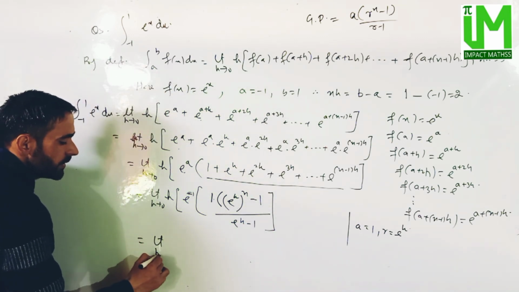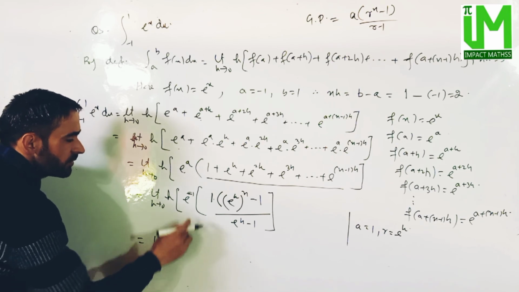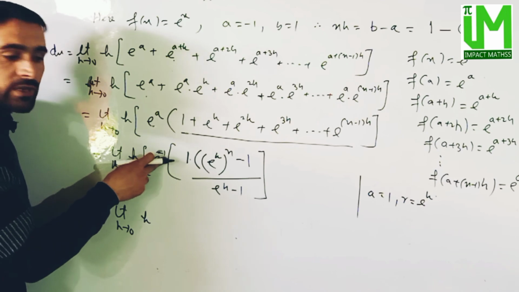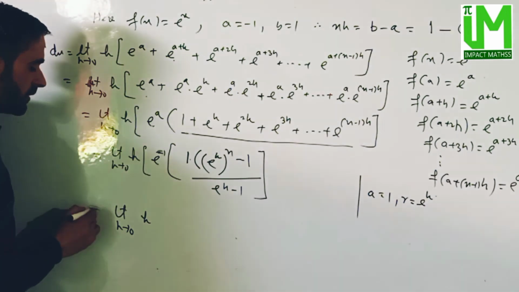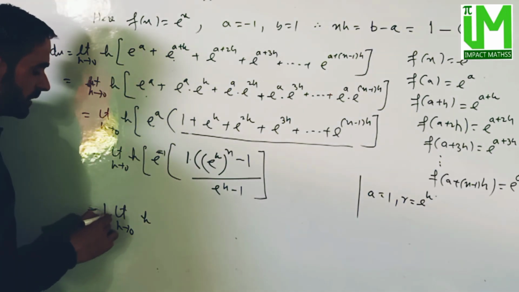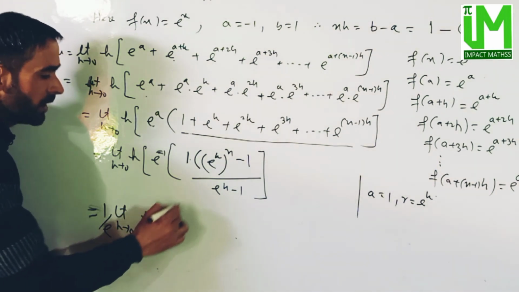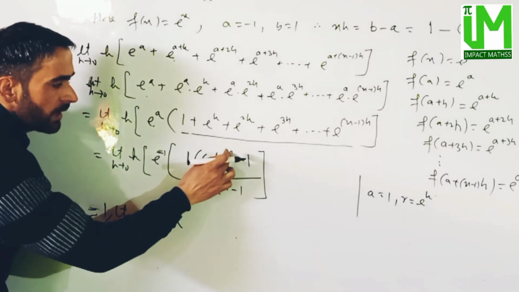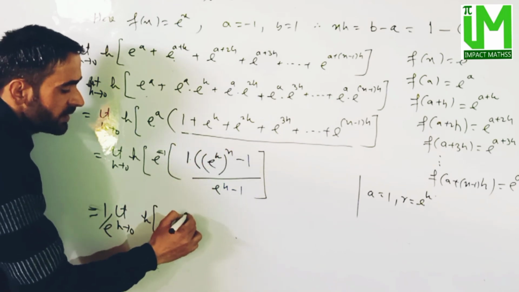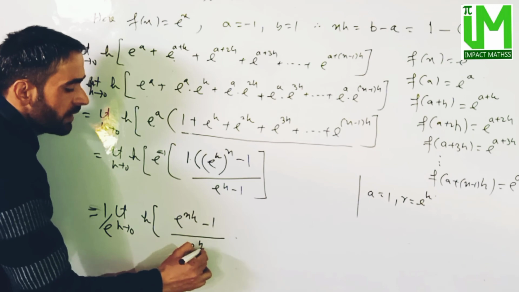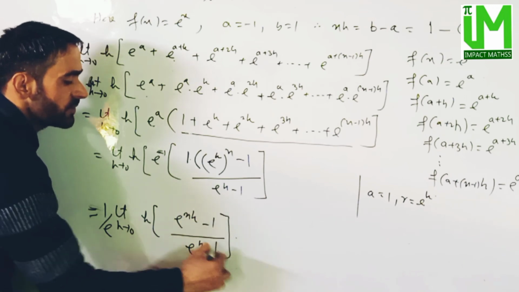Which is equal to limit h tends to 0 of this expression. This can be written as 1 by e. Since 1 by e is constant, यह limit के बाहर आ जाएगा. So it will be 1 divided by e into limit h tends to 0 h times e raised to power h into n. So this will be e raised to power nh minus 1 divided by e raised to power h minus 1.